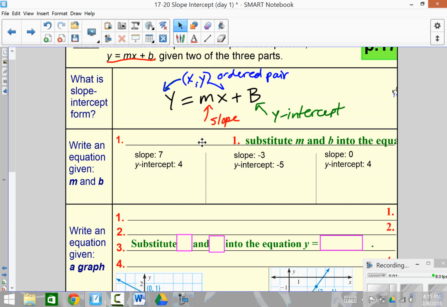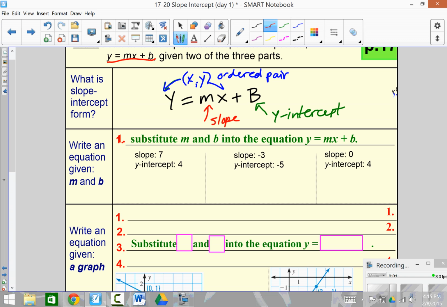There's only one rule to follow, one step here, and all you have to do is substitute the m and the b into the correct spots of the equation. If I give you the m, you put the m where the m goes. If I give you the b, you put the b where the b goes, and you've got an equation. The x and y stay variables x and y, because remember, those are always changing.